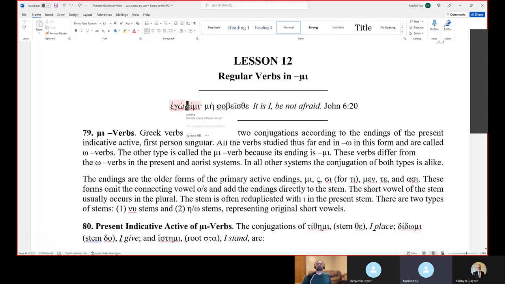And so he says, ego eimi, I am. Remember, all Greek verbs have their pronoun with them. So this has its pronoun, its first person singular verb, present tense, being verb. What it's saying is, I am. So the word I is done with, because the verb itself has the word I in it. And so whenever ego is used, it's always emphatic. Any question there?